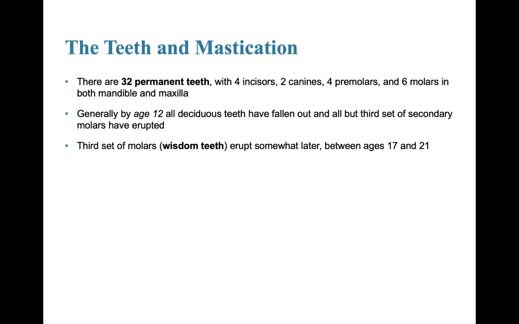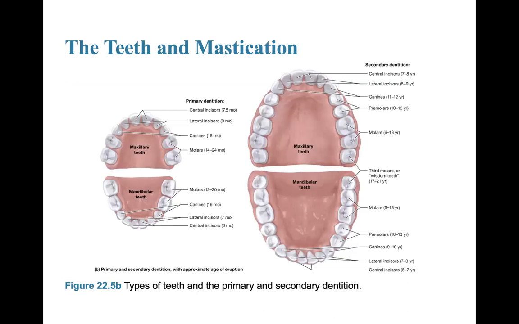Generally, by the age of 12, all deciduous teeth have fallen out. These are your baby teeth. And all but a third set of secondary molars have erupted. The third set of molars are referred to as your wisdom teeth, and they erupt sometimes later, between the ages of 17 and 21. And here you can see the deciduous teeth on the left and the adult mouth on the right.